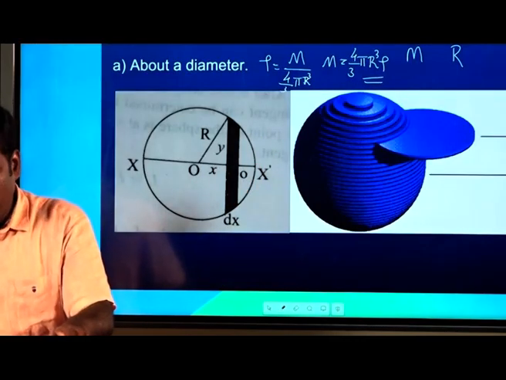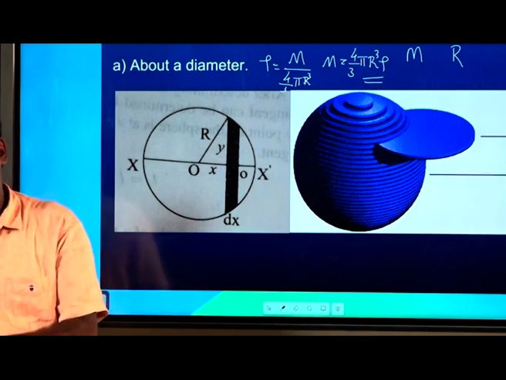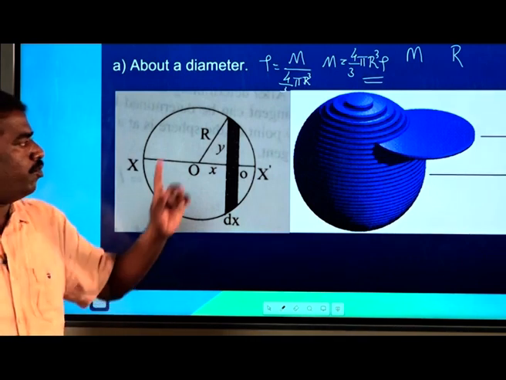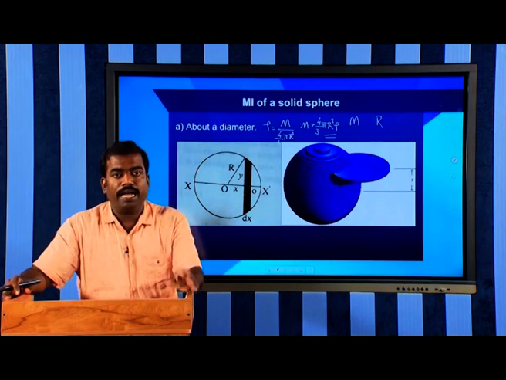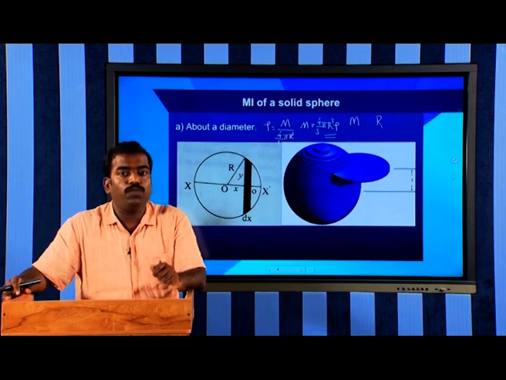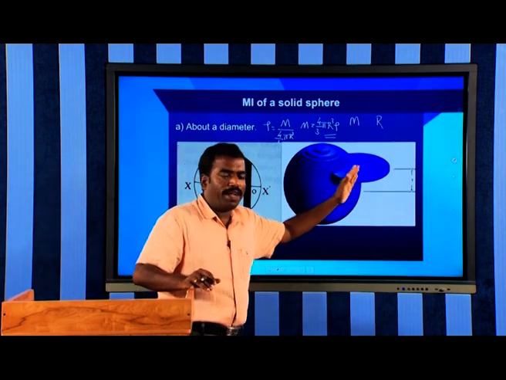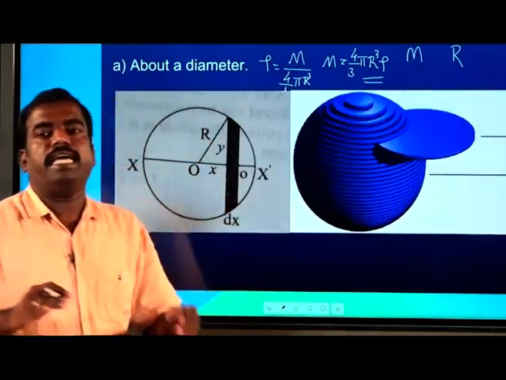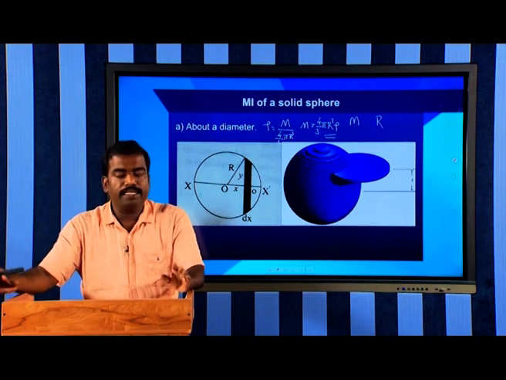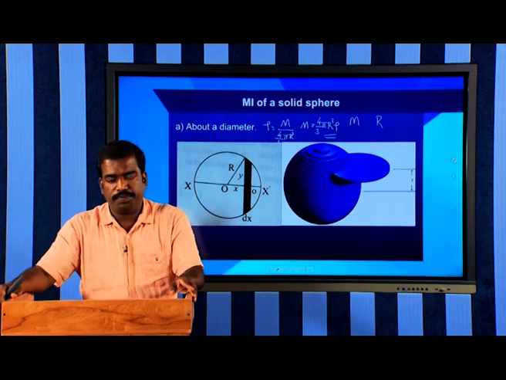For that, first we need to find out the mass of the disc. For that, first we need to find out the radius of the disc for finding the volume of the disc. So these are the different steps we need to follow. First find the radius of the disc, then the volume of the disc, then the mass of the disc.